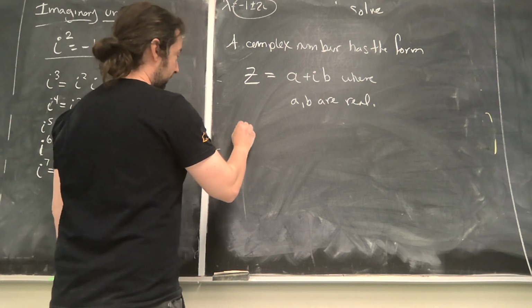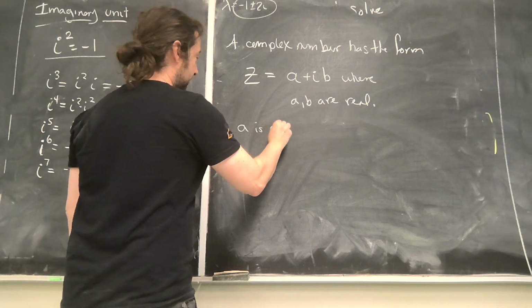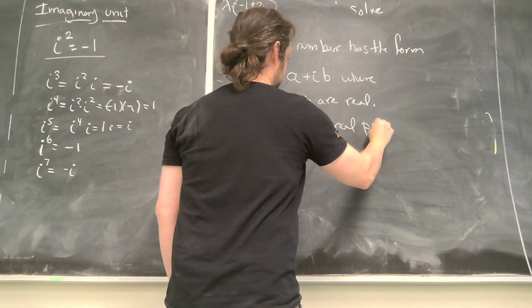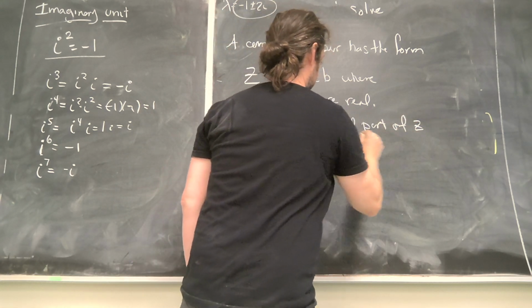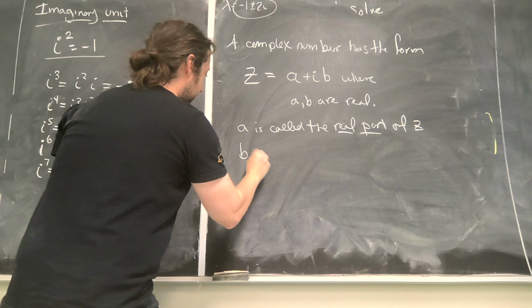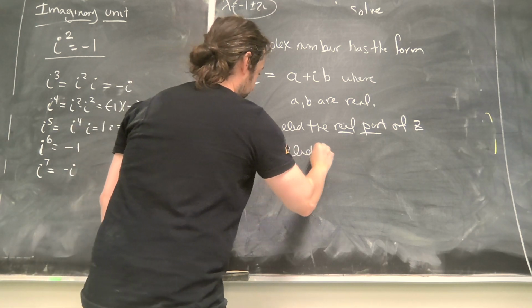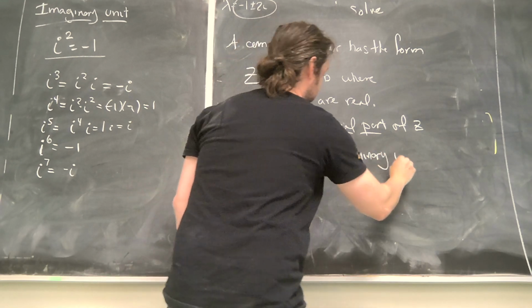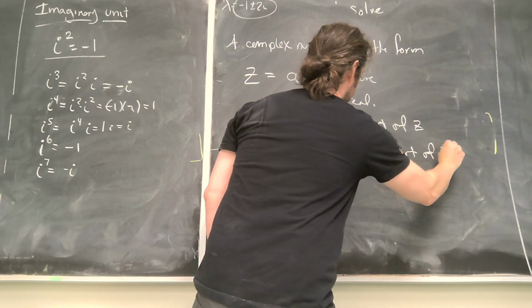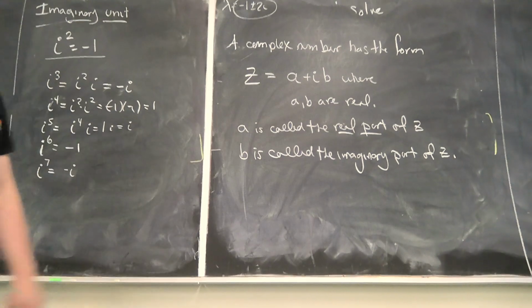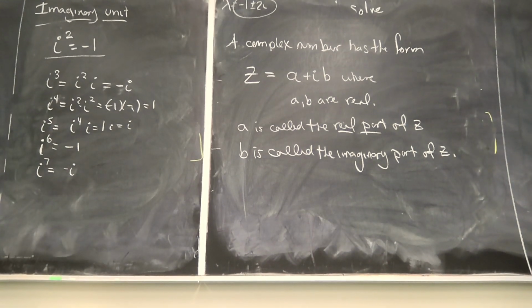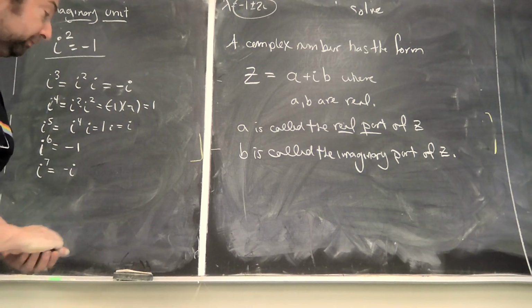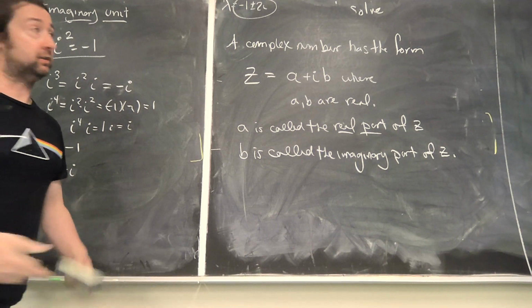Okay. So a is called the real part of z. And b is called the imaginary part of z. So already, right now at the very beginning, I want to give you an interpretation of complex numbers that will hopefully justify why we want to use them.